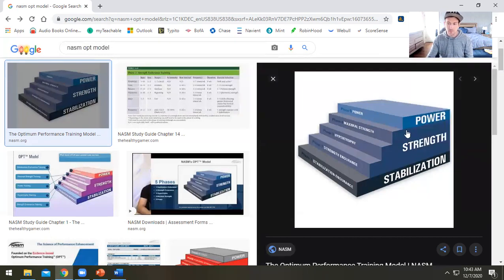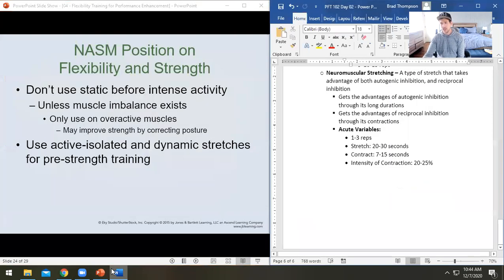Now you start to see why we do static stretches down here in stabilization, but we don't do static stretches up here in strength. Because this is all about lifting heavy. This is about lifting light. I don't care if I do static stretches before a light chest day, but if I do static stretches before a heavy chest day, I'm going to lose some of my strength. And I certainly am going to lose some power. So we definitely don't do static stretches here or here. Obviously, there is an exception to that rule.